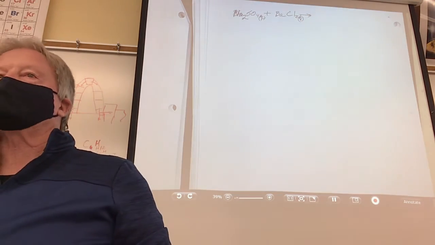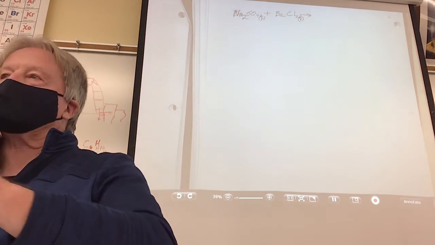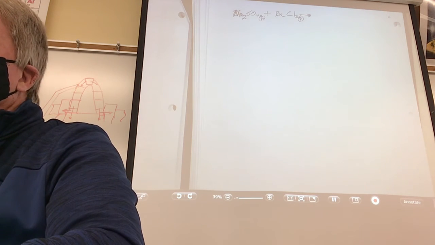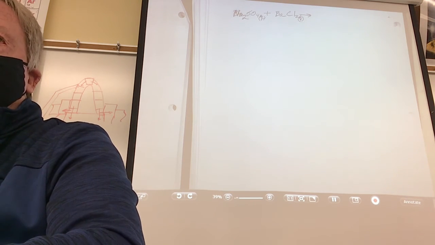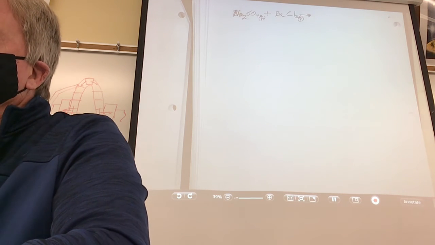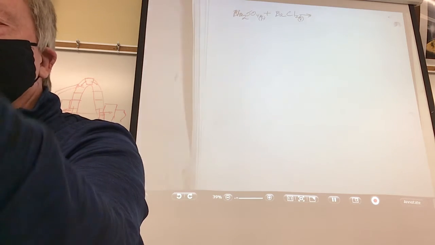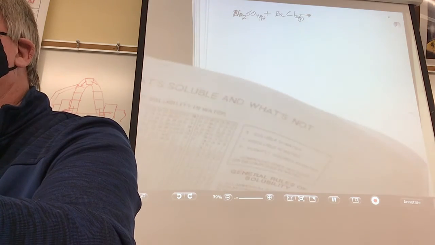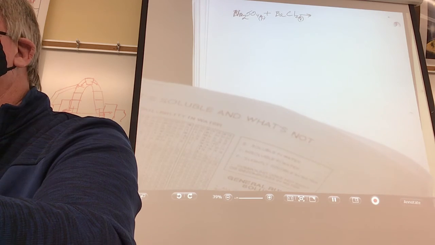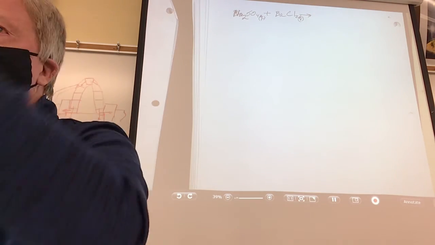Now, let me show you a shortcut. Ready? In your head, it's double replacement, right? What are the two products going to be in your head? Sodium chloride. All sodium salts are soluble. It's not a precipitate. What's the other one? Barium sulfate. Let's take a look. Look up barium sulfate. Ah, insoluble.